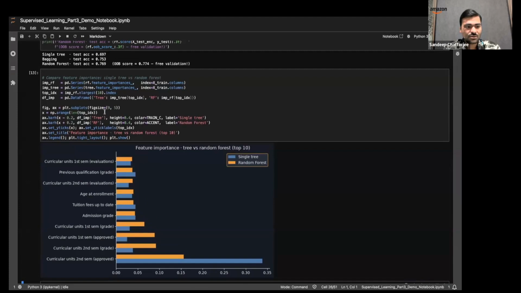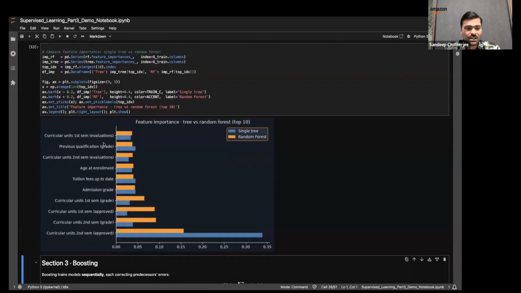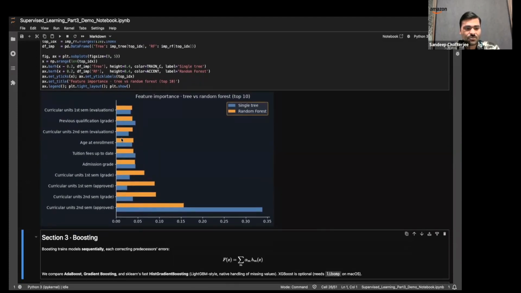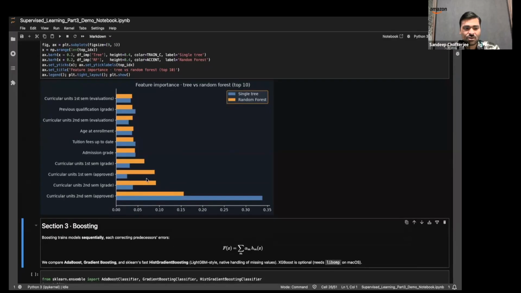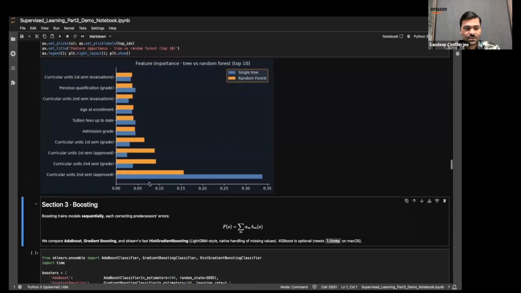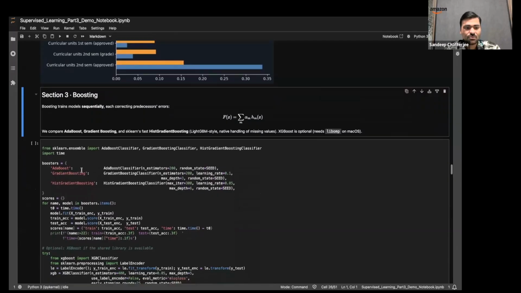Then let's compare. The feature importance comparison is showing that the random forest is spreading the importance more evenly. So it doesn't rely on a single dominant feature the way a single tree does. Okay, now let's go to boosting.